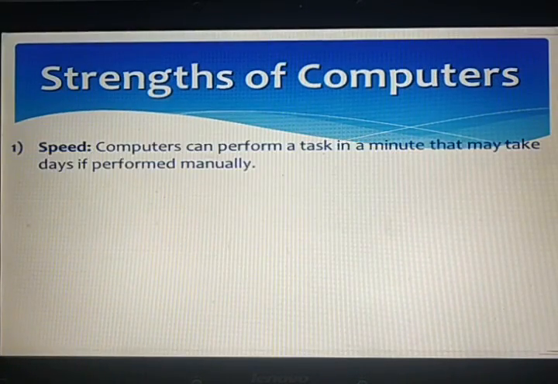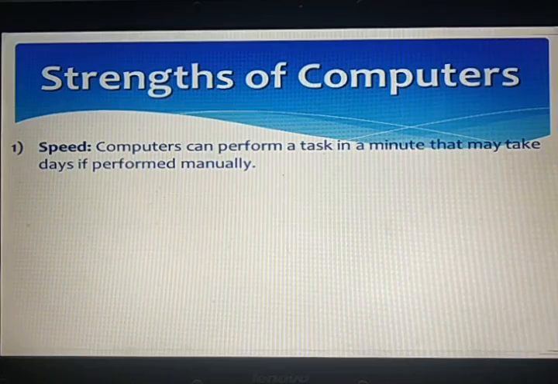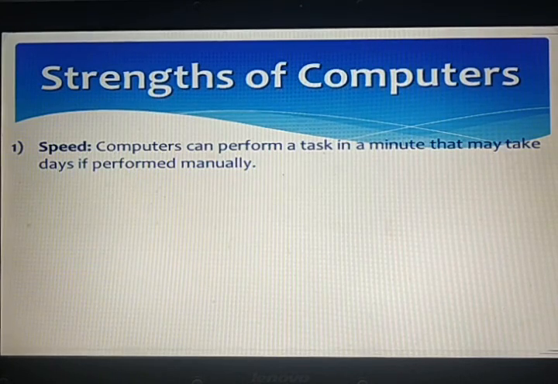The first one is speed. Computers are much faster as compared to human beings. A computer can perform a task in a minute that may take days if performed manually. A modern computer can execute millions of instructions in 1 second.